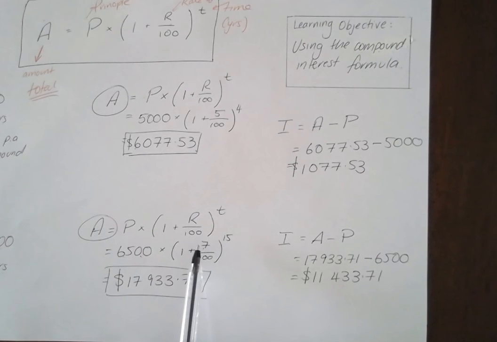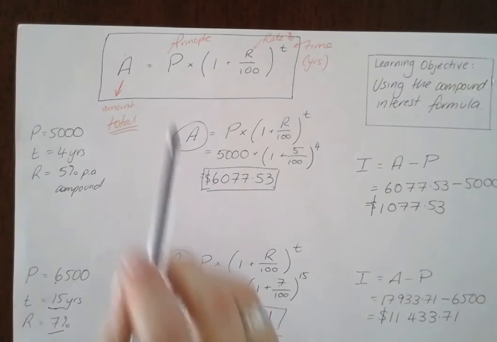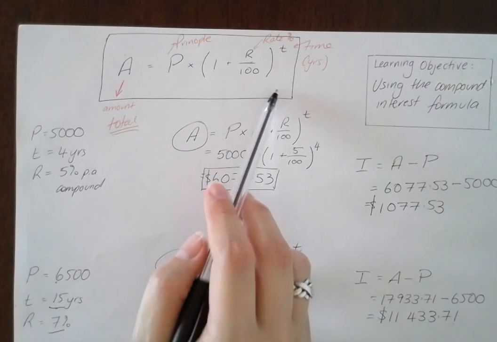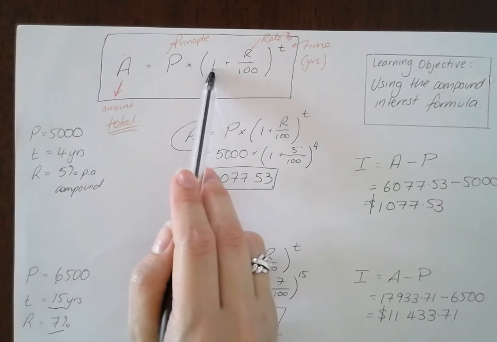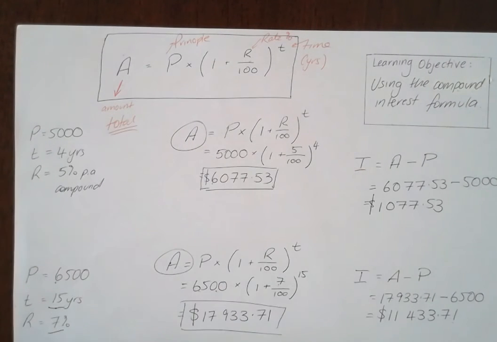15 years without touching any of it, you will come out with $11,433.71 of free money, or the interest, and end up with this much as your total. So we have to be very careful when we're using this formula, okay, because it's nice and speedy, but we do have to make sure we have everything in its right place when we type it into the calculator.